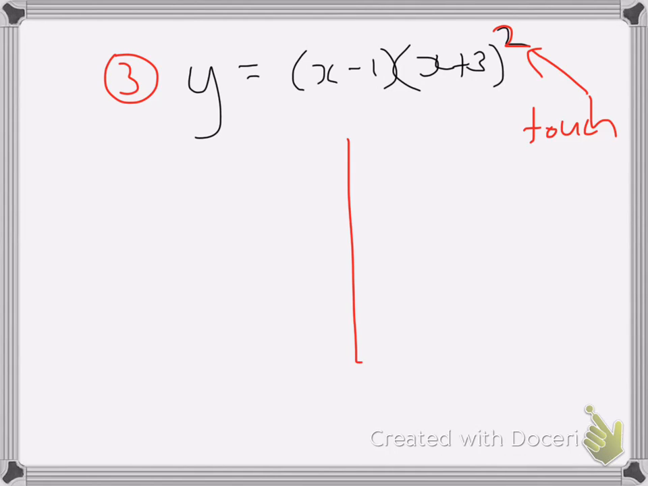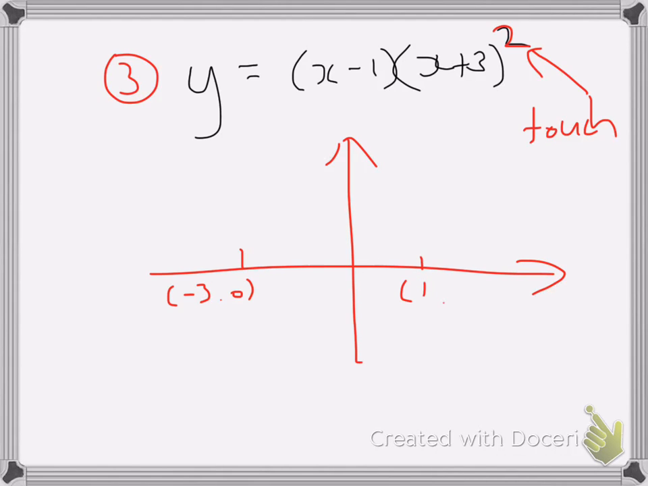So let's just draw that. We're going to have a touch at x equals minus 3, and we're going to have a cut at x equals 1. So we'll have a point (1, 0) over here. Now again, we've got to decide, is this thing going to be going up ultimately or down ultimately? So we look in here, we've got an x term, that's a positive x. This is another positive x which is being squared, so everything's all positive, so it's going to end up heading up in this direction.